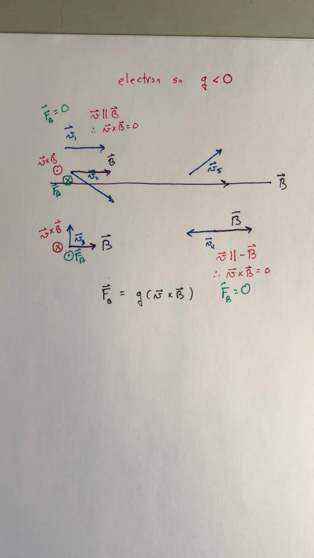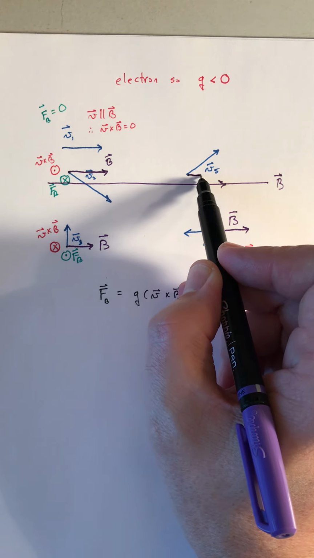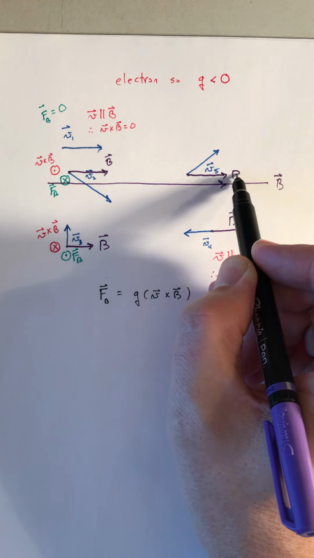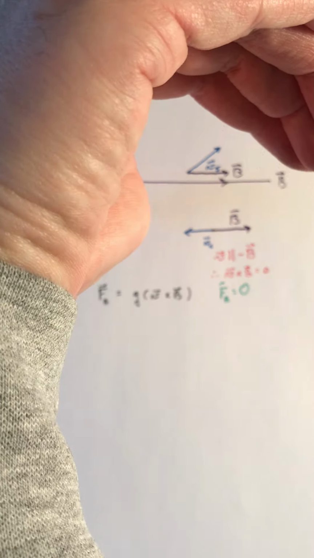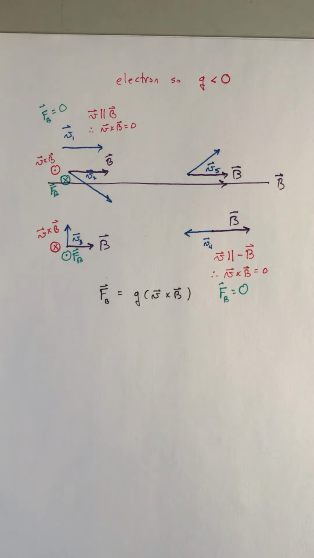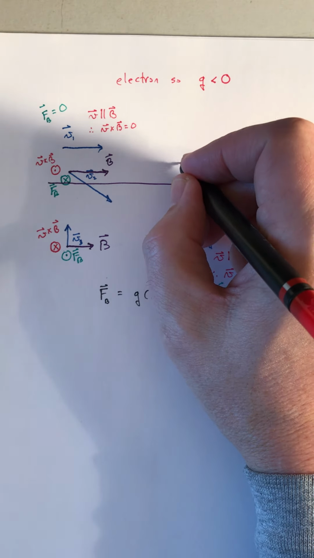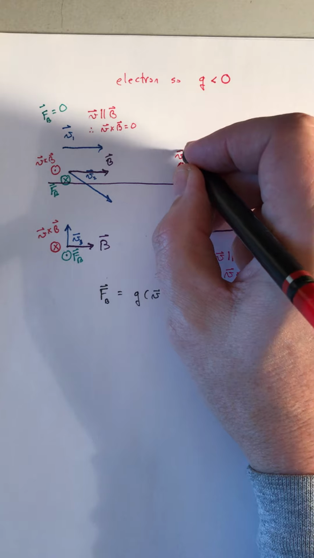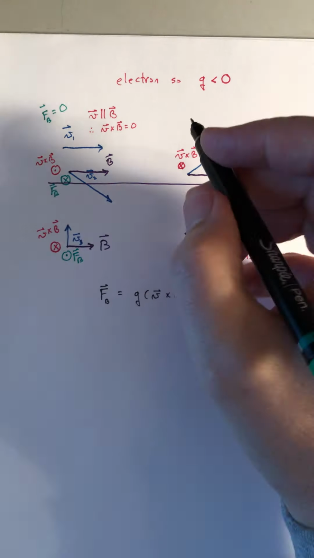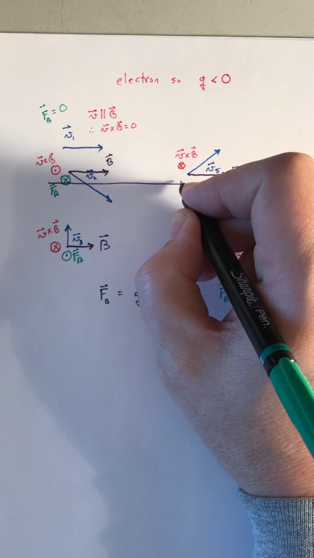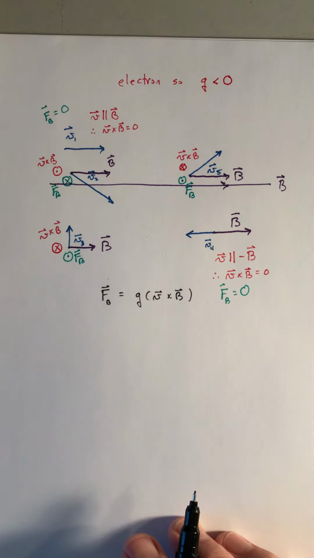All right, last one. Electron 5, there's its velocity vector, and there's the magnetic field. So V cross B is pointing into the plane of the page. So there is V cross B, and again, the magnetic force points in the opposite direction. So for electron 5, the magnetic force is coming out of the plane of the page.